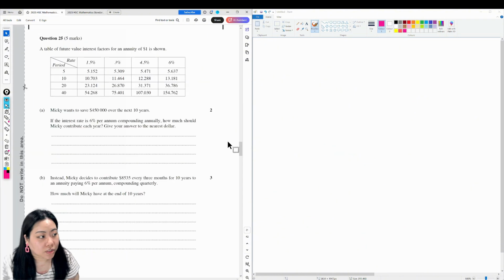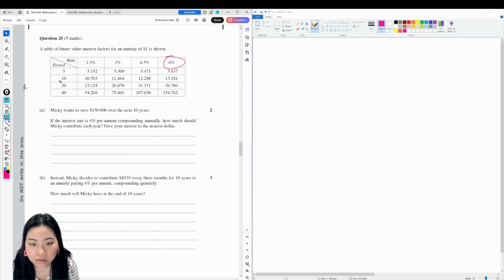Excellent. Question 25, 5 marks again. A table of future value interest factors for an annuity of $1 is shown. A. Mickey wants to save $450,000 over the next 10 years. If the interest rate is 6% per annum, compounding annually, how much should Mickey contribute each year? Give your answer to the nearest dollar, with 2 marks.